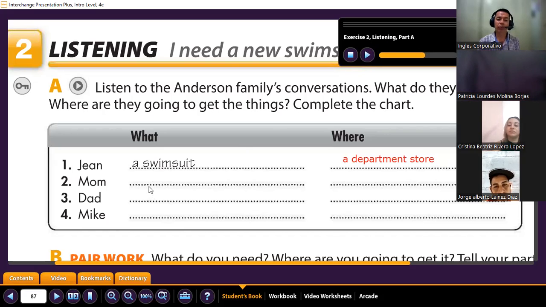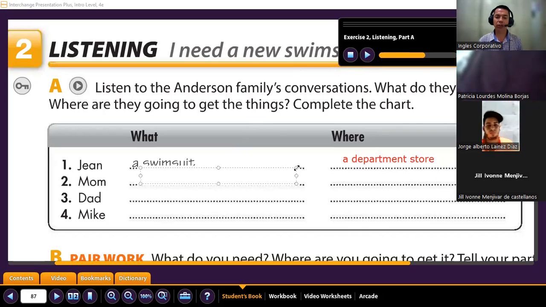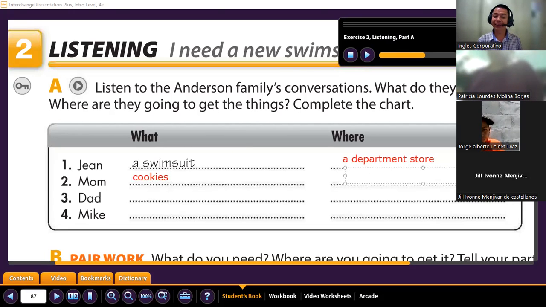Okay, what does mom need? What is she going to buy? Chocolate cookies. Chocolate cookie, right? Well, let's say in general, cookies. Supermarket. She's going to buy a supermarket? No, it's too big to buy a supermarket. Okay. Cookies, right? Yes. Now, where is she going to buy the cookies?